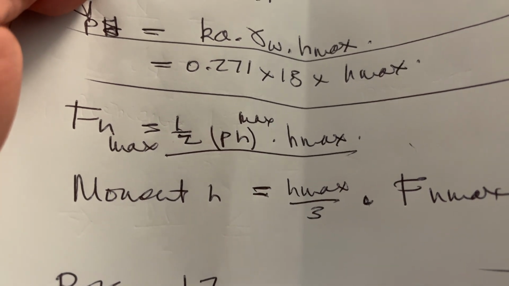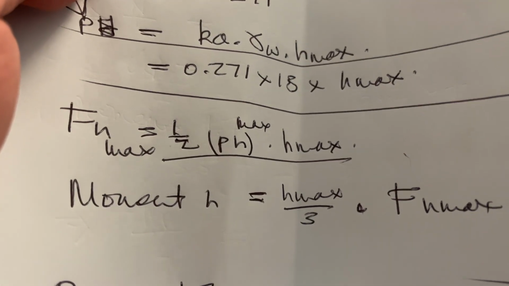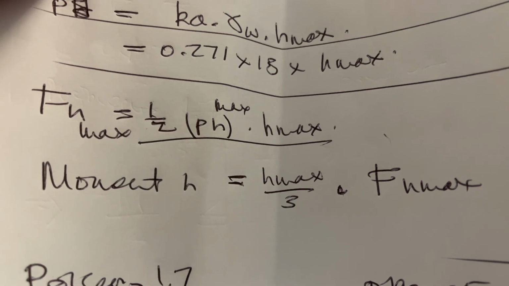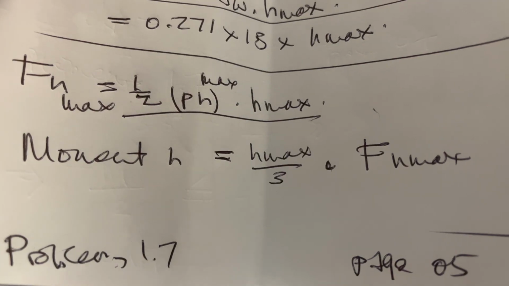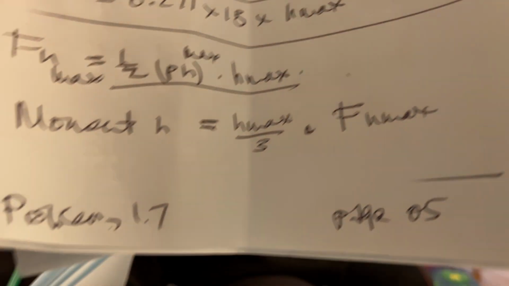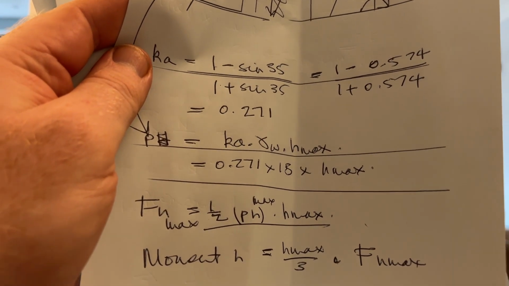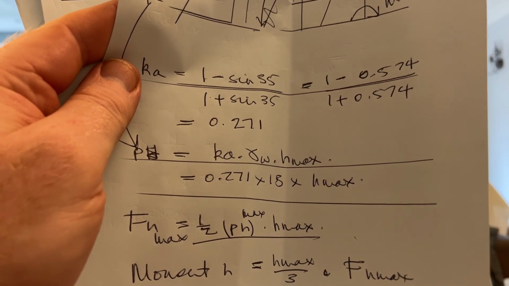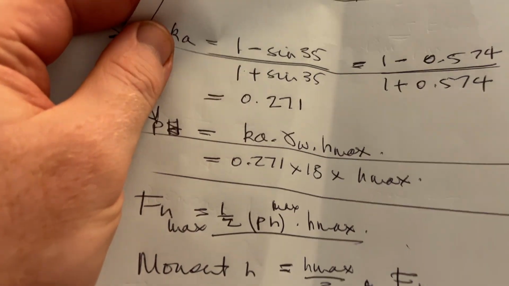I hope I'm not confusing you guys by, in all these videos, H equals D. I should have put D all the way through, but it doesn't really matter because all you need to remember is H is the same as D. The moment is H max divided by 3 times F max. So what we're doing here is working out what moment we get at different heights of the wall, and the moment from the wall must not exceed the value that I worked out in the previous video.